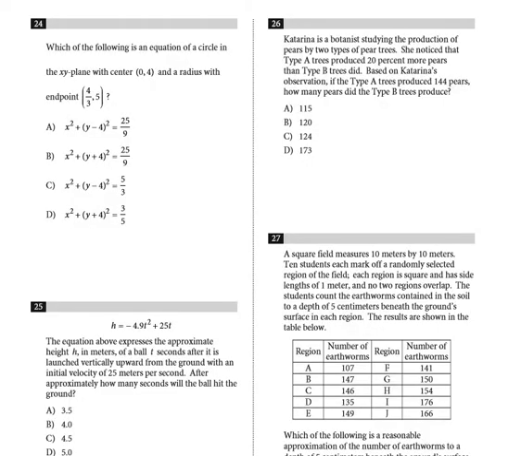Which of the following is an equation of a circle in the xy plane with center 0, 4 and a radius with endpoint 4/3, 5? So for this we need to know the equation of the circle. x minus h, the quantity squared, plus y minus k, the quantity squared, equals r squared, is the equation of the circle where h, k is the center and r is the radius.